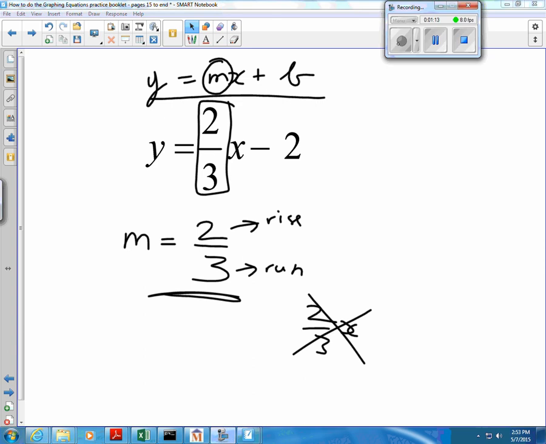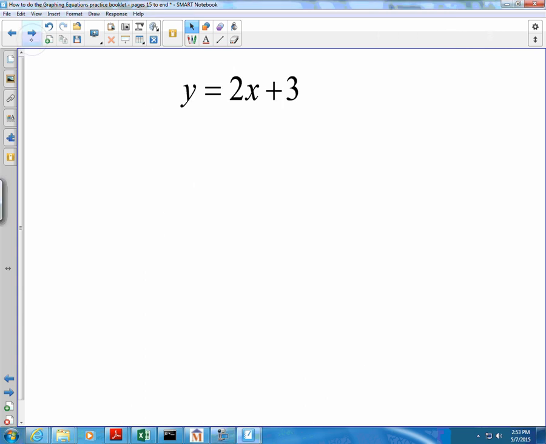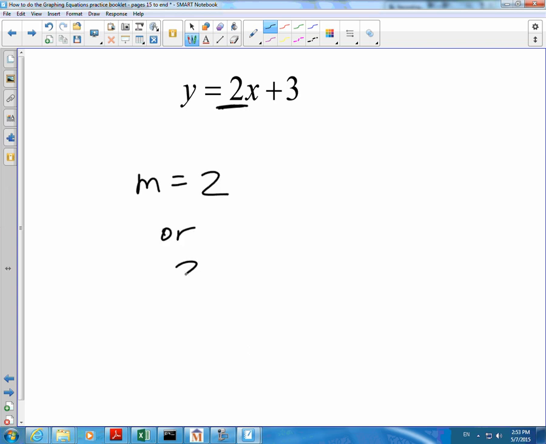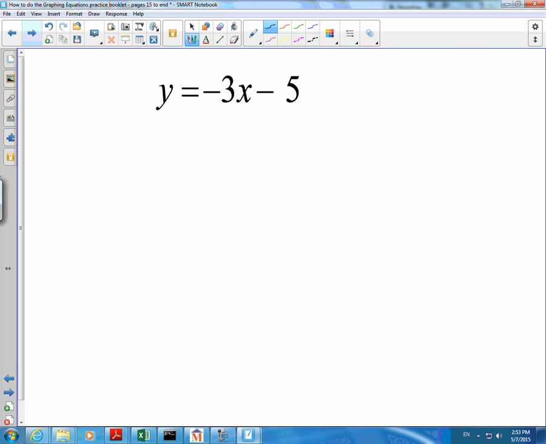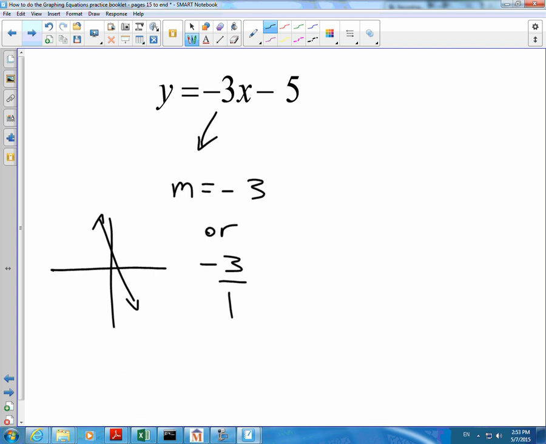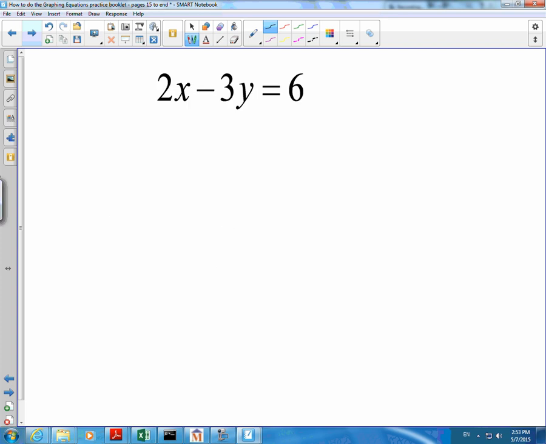Sorry for the interruption, and we're back. So yeah, 2/3 is the slope. When I look at one like this, remember that this number is a fraction to me, so I could say that the slope is 2, or I could say that the slope is 2/1. And when I have that one, of course, that's going to be a negative slope. Don't forget that that negative belongs to the 3, so the slope is, in fact, -3, or again, if you want, -3/1, which means that it's a downward trending line like that.